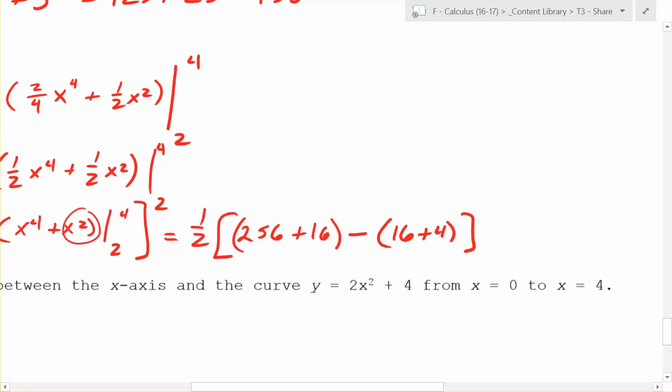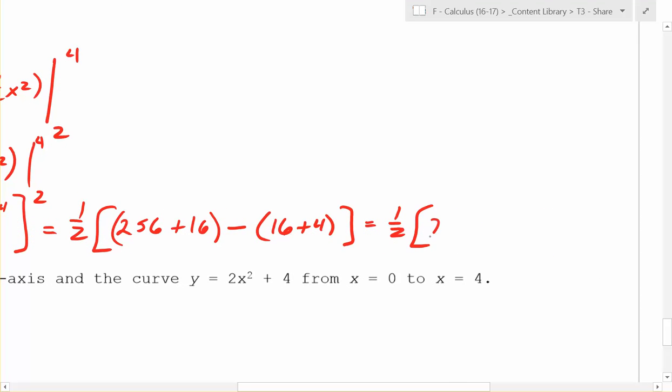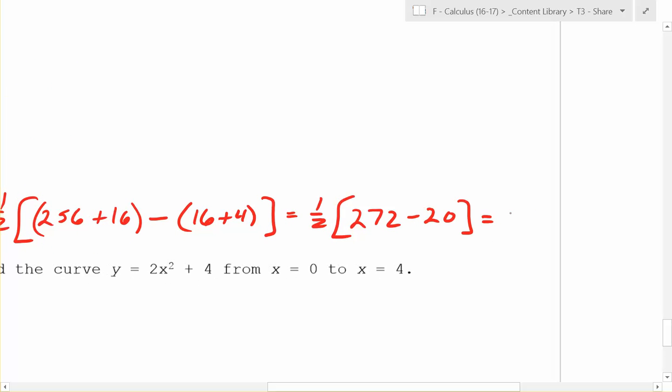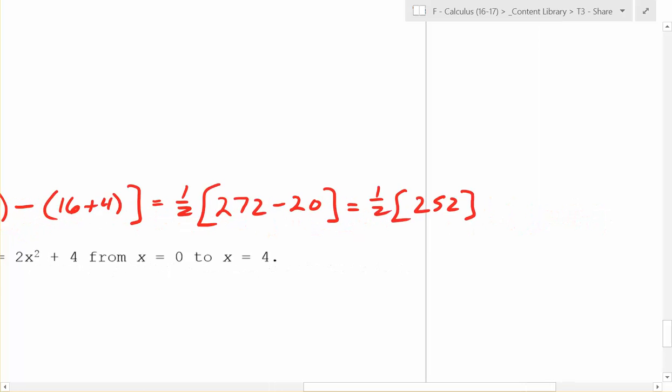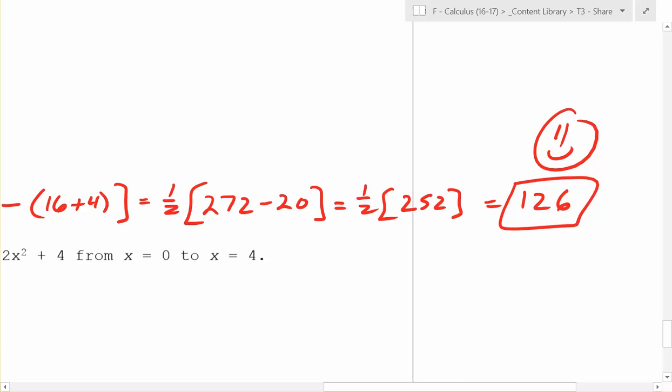Yeah, we're nodding. I just did it differently. That's fine, but do you understand where those numbers came from? Yeah. So what do you do here? You have 1/2, and then what do you have? What's 256 plus 16? 272 minus 20, right? So that's 1/2 of what? 252. So what's that? 126. Yay.